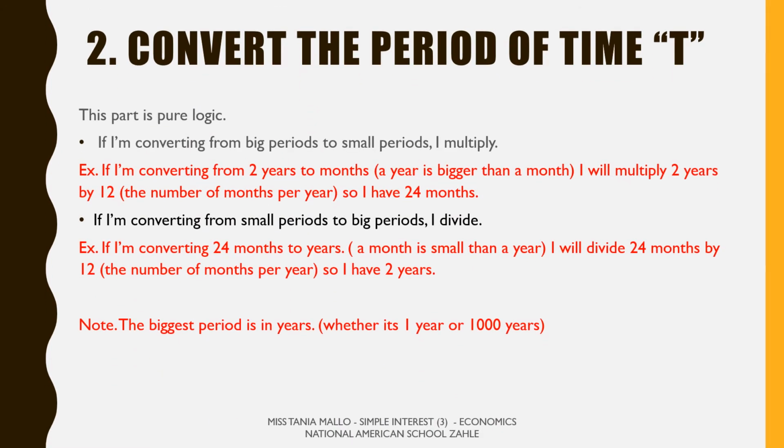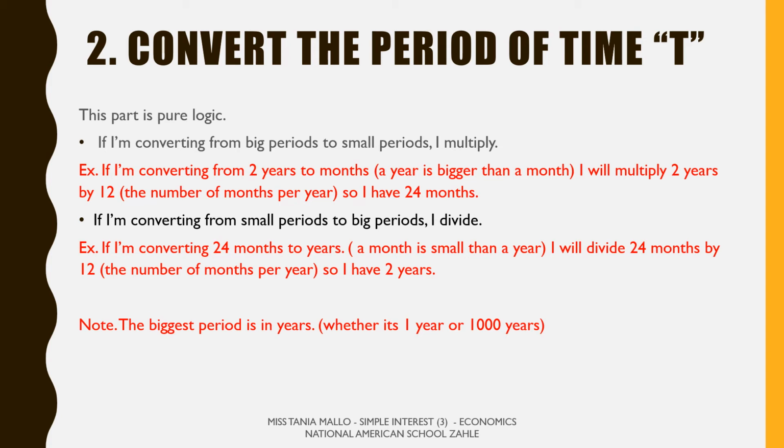When talking about how to convert T, we must think logically. When we talked about the interest rate R, we didn't think, we always divide. But here, when converting the period of time, I have two ways. When converting from big periods to small periods, we multiply. And when converting from small periods to bigger periods, we divide. How? We're going to see in the next part of the video.